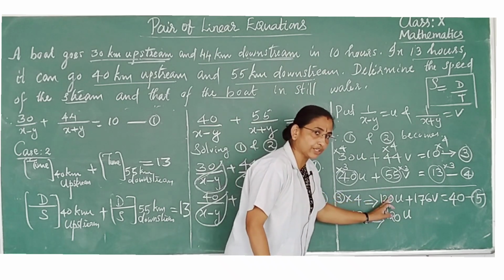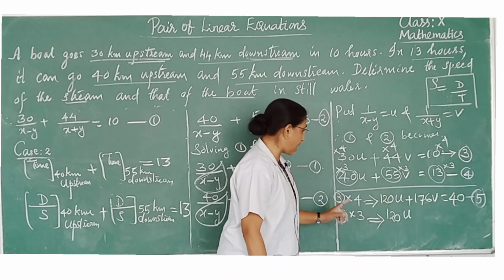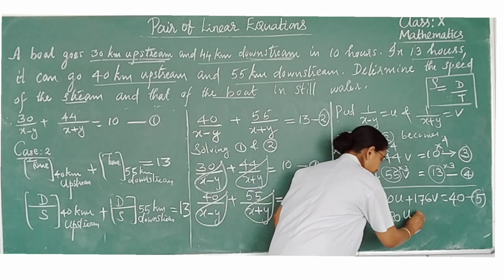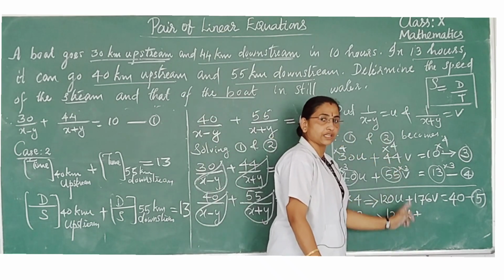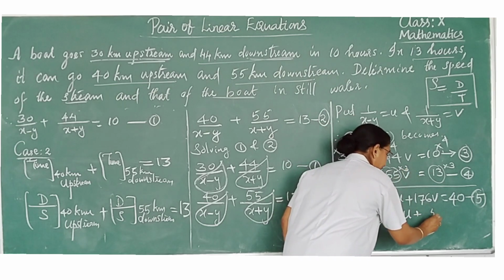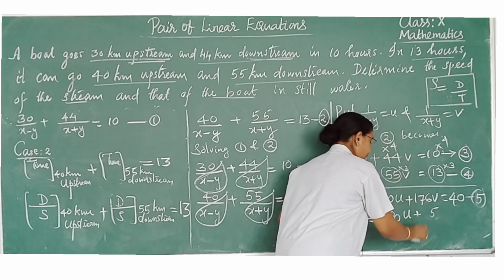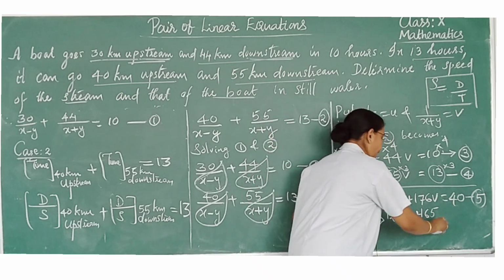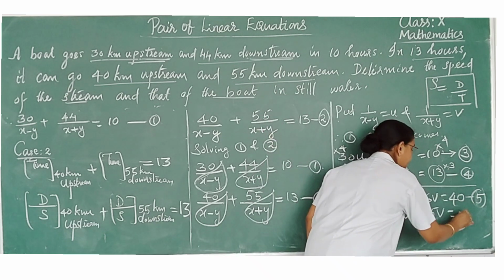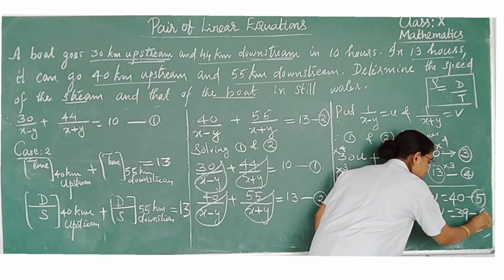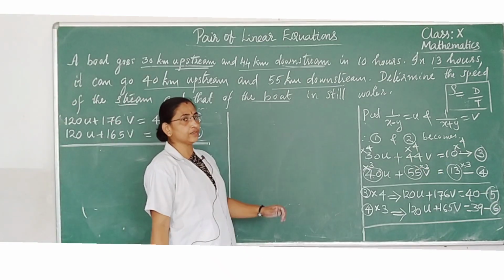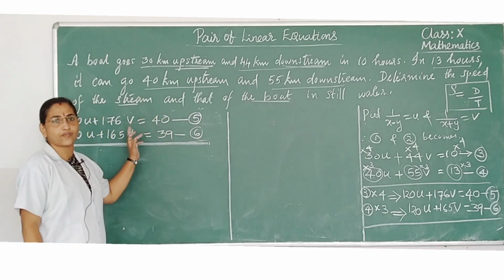Now, you know that 120u and 120u are like terms. How? By multiplying here with a 4 and here with a 3. Plus, what is 55 into 3? 5 3s are 15, carry 1, 5 3s are 15, plus 1, 16. 165v equal to 13 into 3, 39. This is your equation number 6. Now we are going to solve equations 5 and 6.